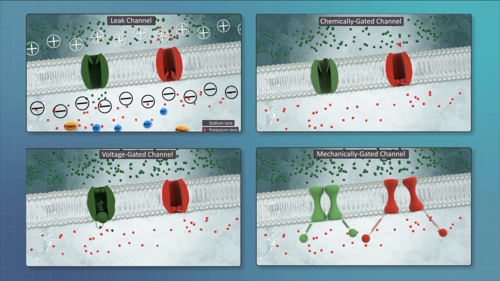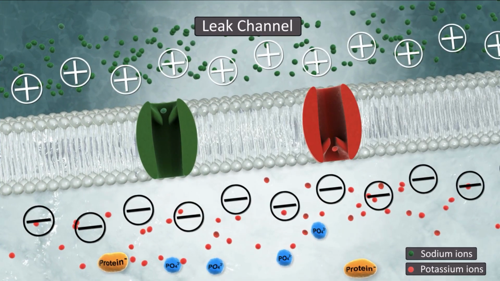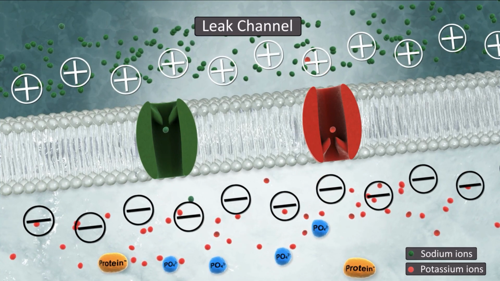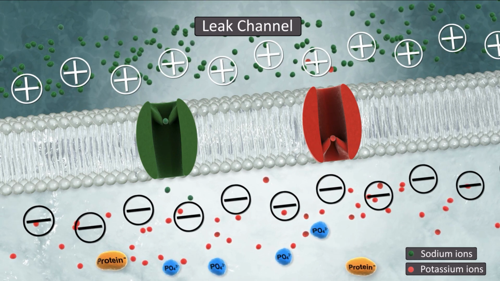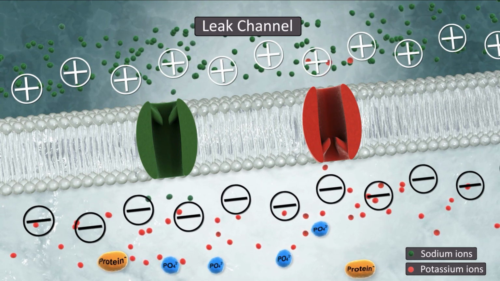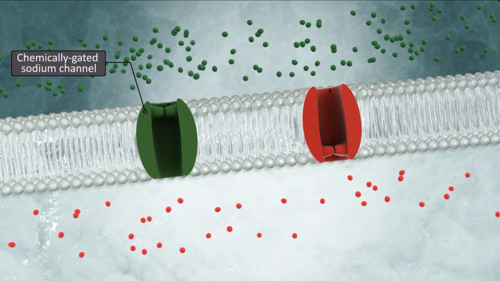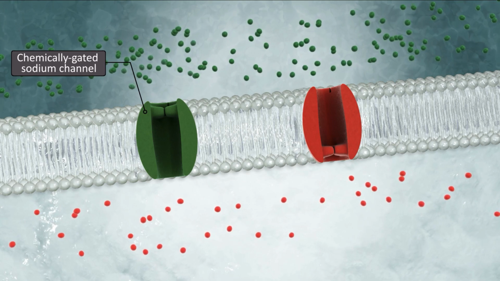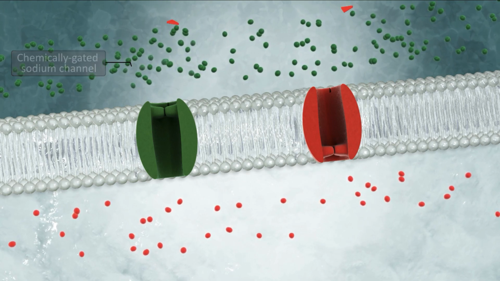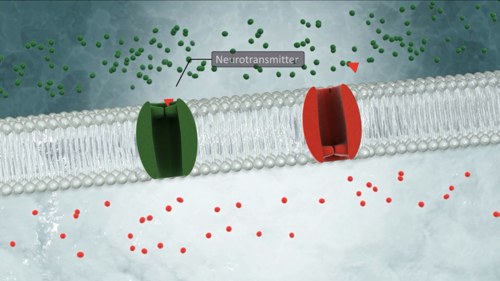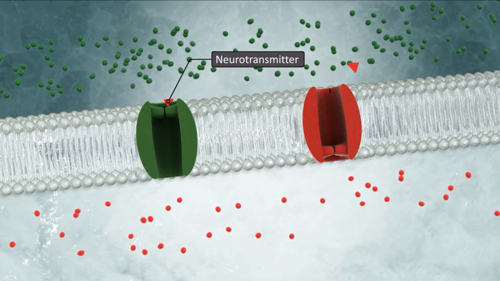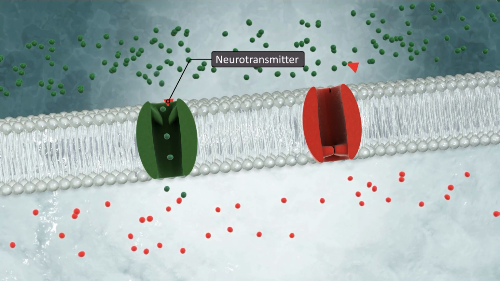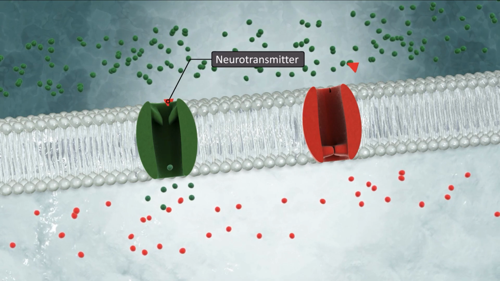ions. A leak channel allows only a trickle of sodium or potassium ions to diffuse through the membrane. Leak channels contribute greatly to the generation and maintenance of the resting membrane potential. A chemically gated channel, also referred to as a ligand-gated channel, has a receptor associated with it. When its receptor is occupied by a chemical known as a neurotransmitter, the gate on the channel opens, allowing a specific type of ion to diffuse through. The gate will remain open as long as the receptor is occupied.